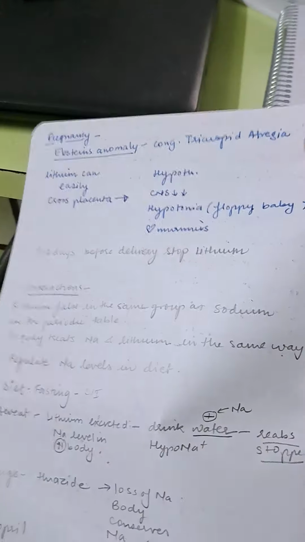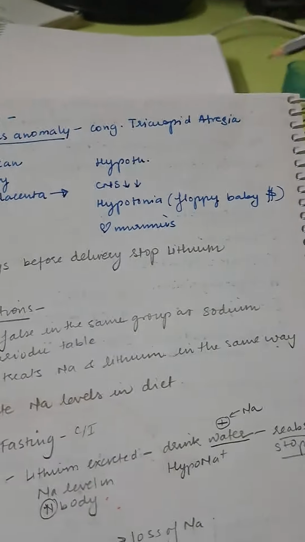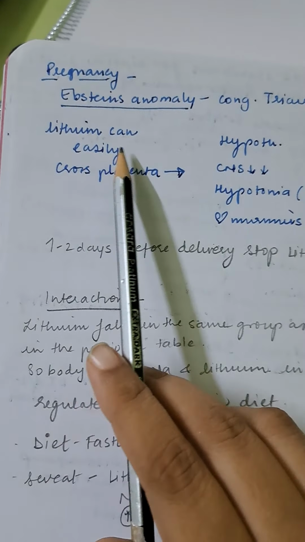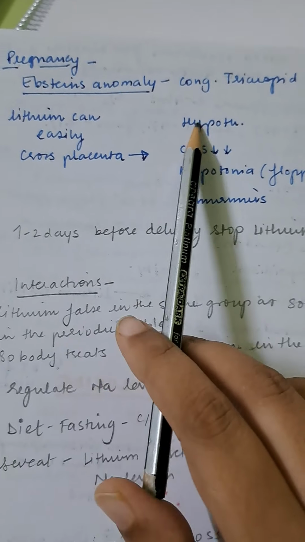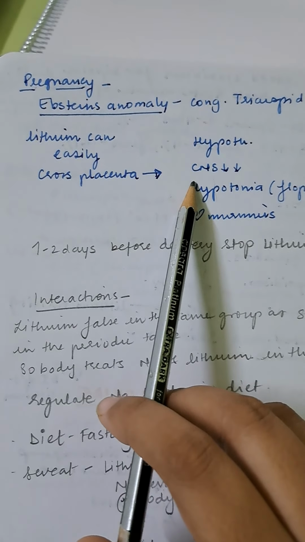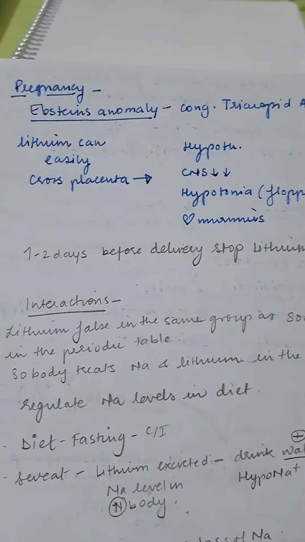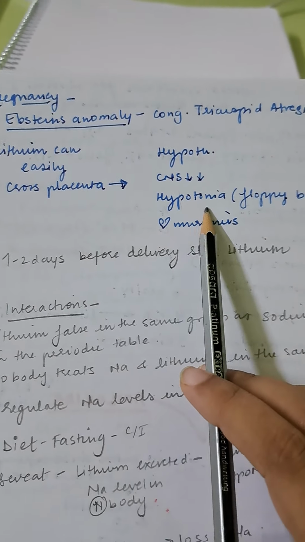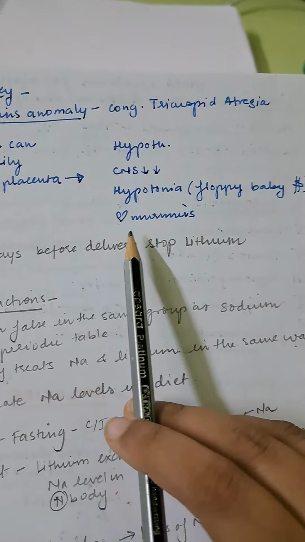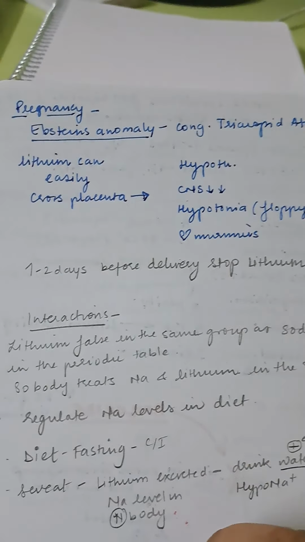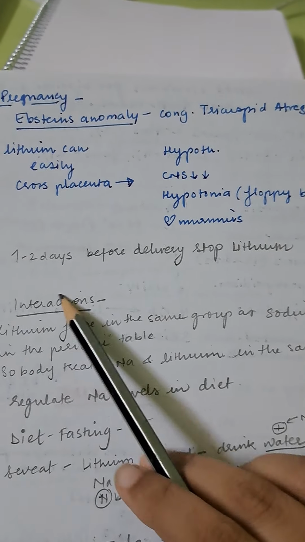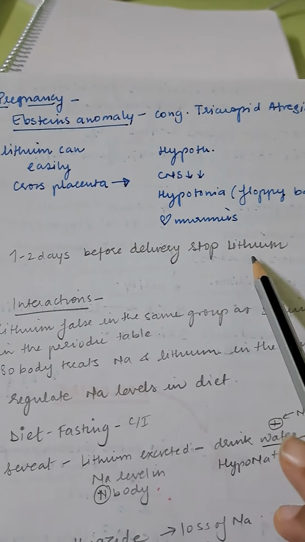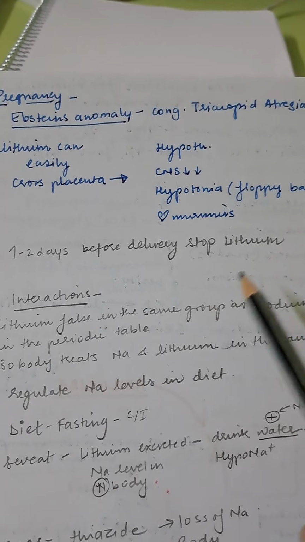In pregnancy, it will cause teratogenic anomaly, which is basically Ebstein's anomaly, a congenital tricuspid atresia. Lithium can easily cross the placenta and cause hypothyroidism, decrease the central nervous system, CNS depression, hypotonia, floppy baby syndrome, and cardiac murmurs in the baby. They basically have to stop lithium 1 to 2 days before delivery. You have to stop lithium.